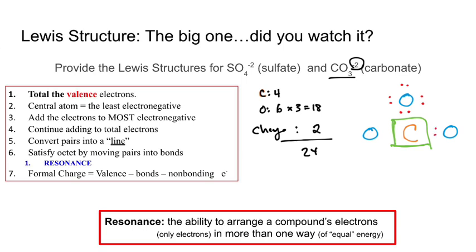Same deal. 8. Another 8. How many have I added? 24. How many was I supposed to add? 24, which means I'm all good. So now what I can do is convert pairs of electrons into bonds as a line connecting the atoms.